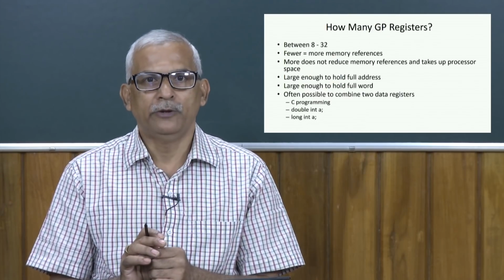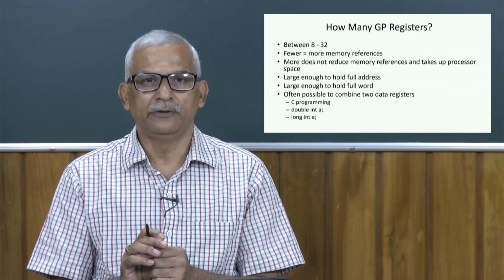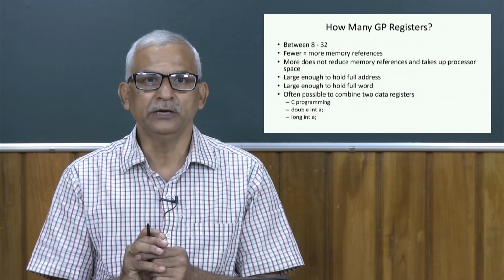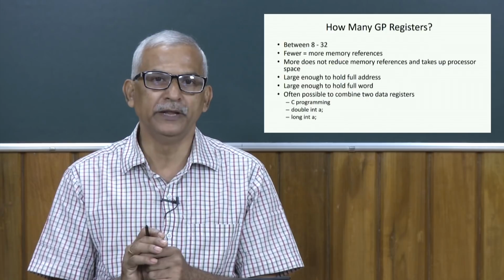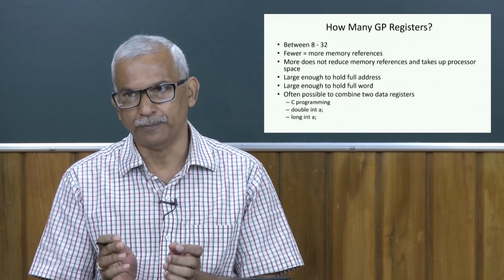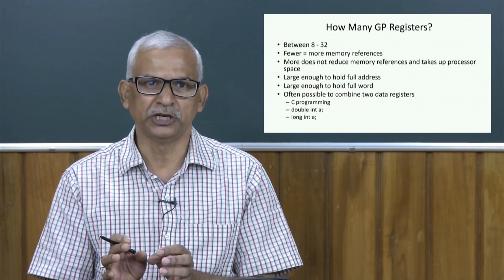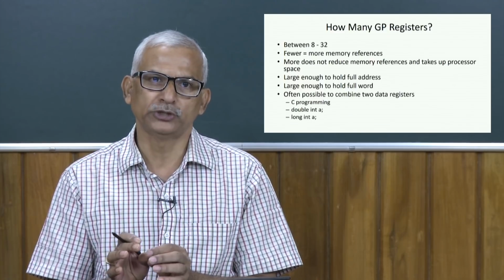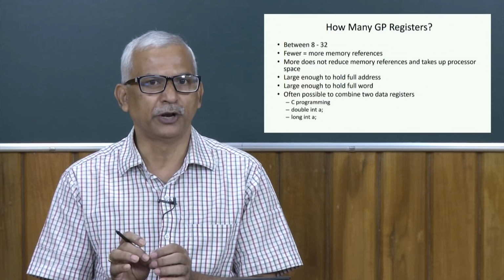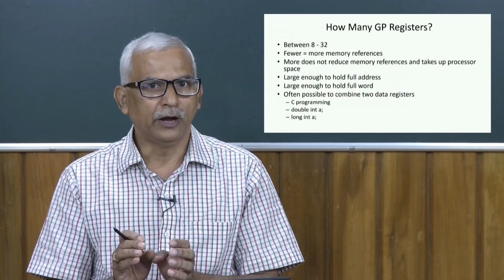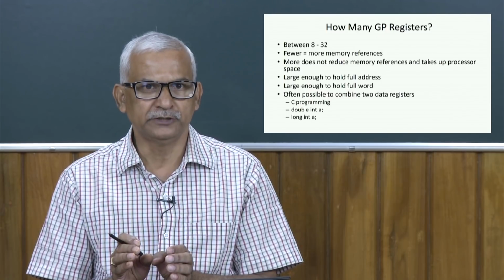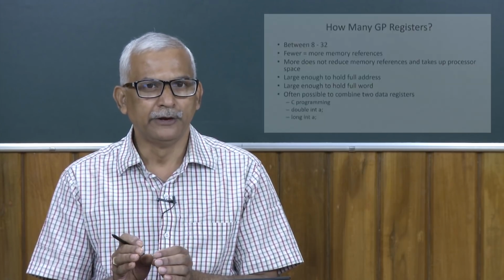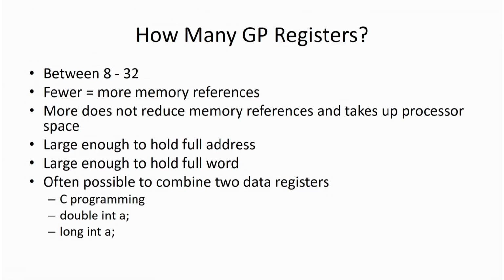Now, one of the major decisions while designing a processor is the number of registers. How many general purpose registers are we going to keep? This is a major design decision, because the performance of a processor depends on this number. If we have fewer registers, then what will happen? There will be a lot of memory references. We bring one piece of information from memory and work with it.